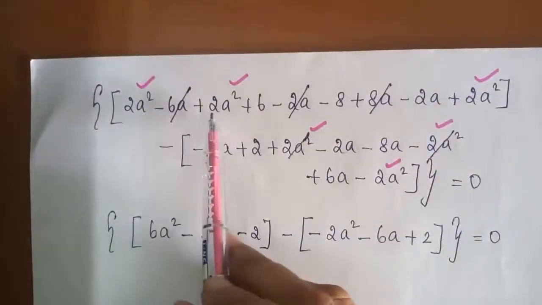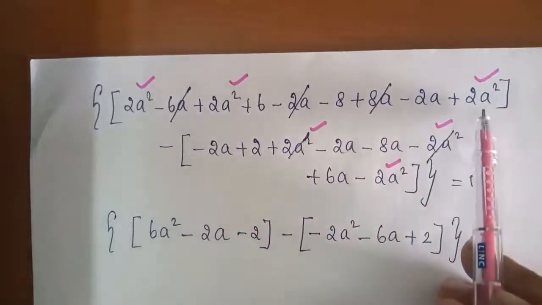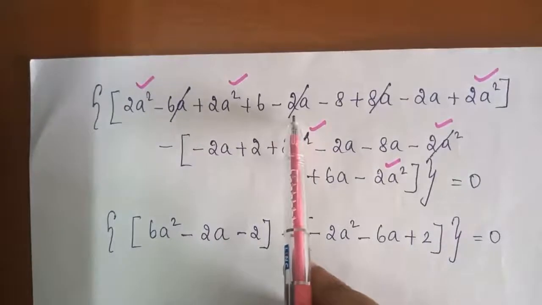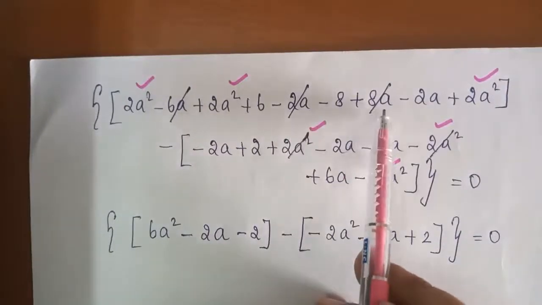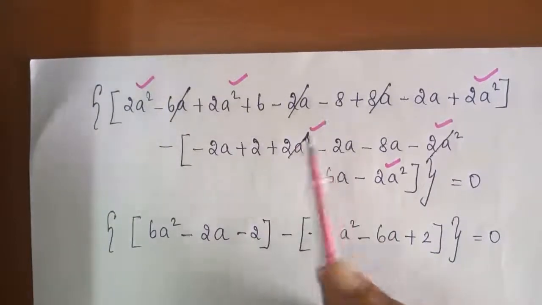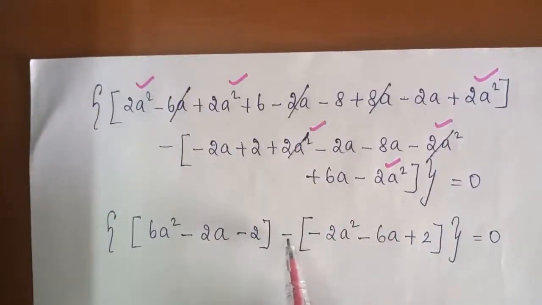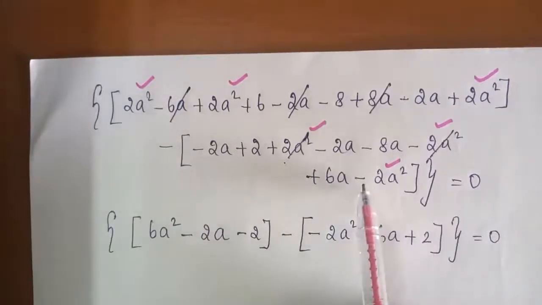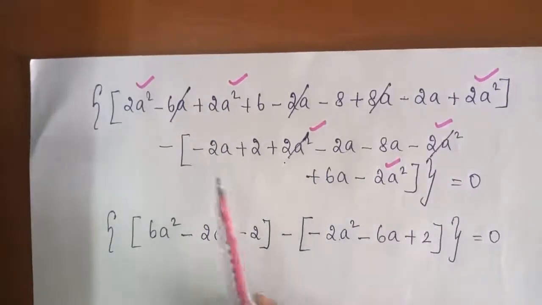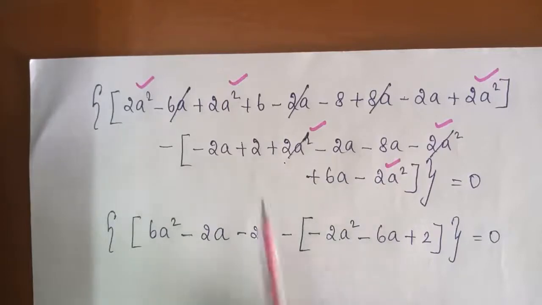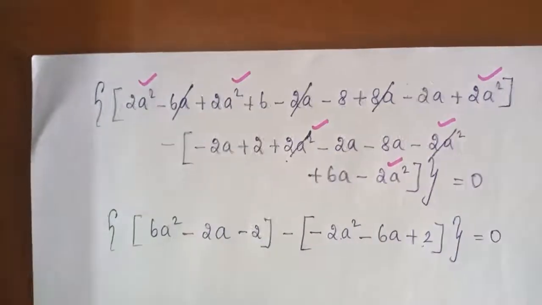Then 2a square plus 2a square plus 2a square gives 6a square. Then minus 6a, minus 2a and plus 8a get cancelled. Remaining you have minus 2a, and 6 minus 8 is minus 2. Plus 2a square minus 2a square gets cancelled. So remaining you have minus 2a square. Then minus 2a, minus 2a, minus 8a plus 6a gives minus 6a plus 2, which is equal to 0.